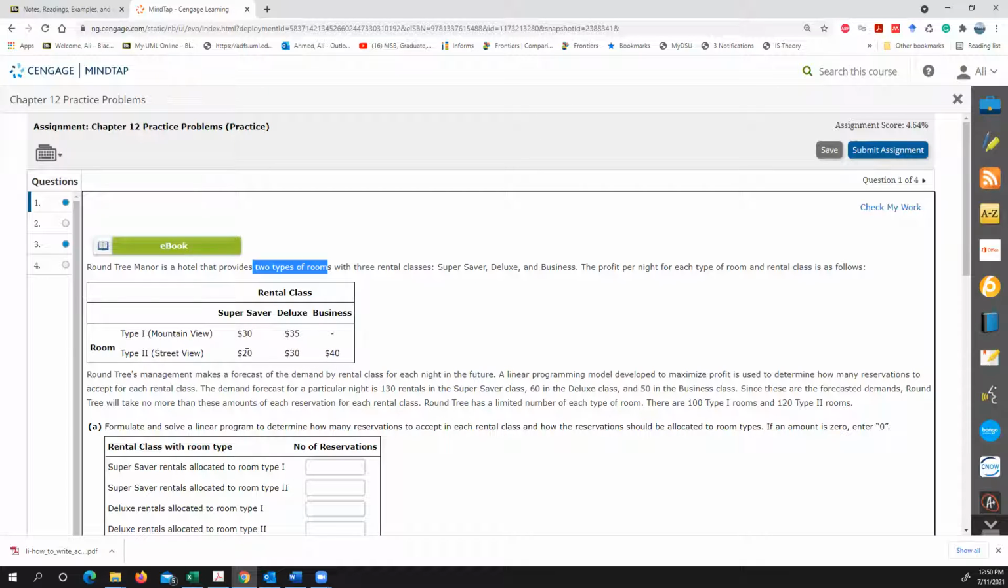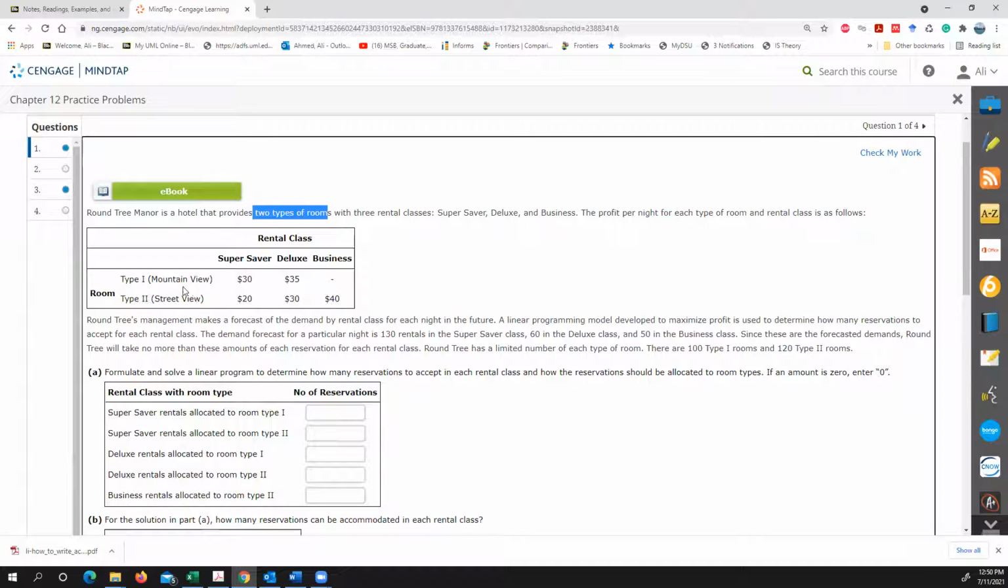One thing we have to think about before going into this is that this is like a 2 by 2 table. There are two different types, type 1 and type 2, and then there is a rental class. There are three different classes. So in total, we technically have 6 parameters. So there are 6 possible combinations: type 1 can take Super Saver, then type 1 can take Deluxe, type 1 can take Business.